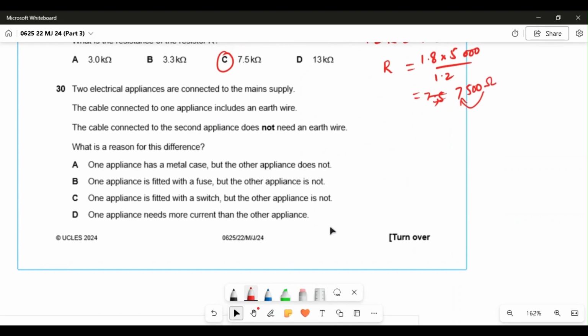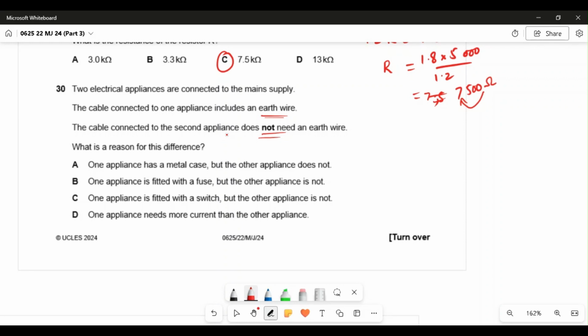Two electrical appliances are connected to the main supply. The cable connected to one appliance includes an earth wire. The cable connected to the second appliance does not need any earth wire. What is the difference? The earth wire is required to avoid a short circuit or any problem in the circuit or insulation. If it heats up, the insulation is removed and the wires get connected.